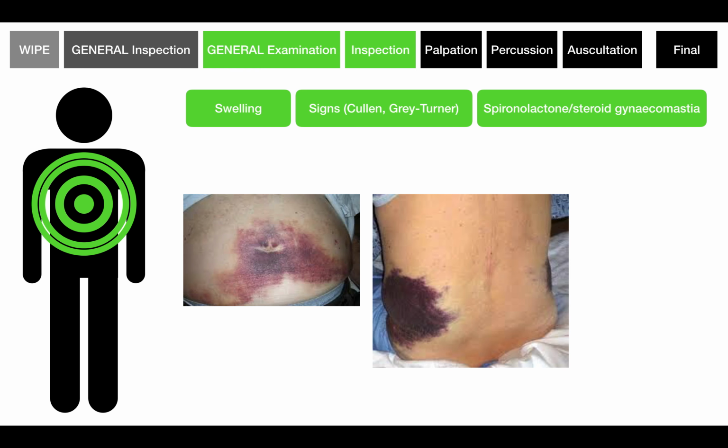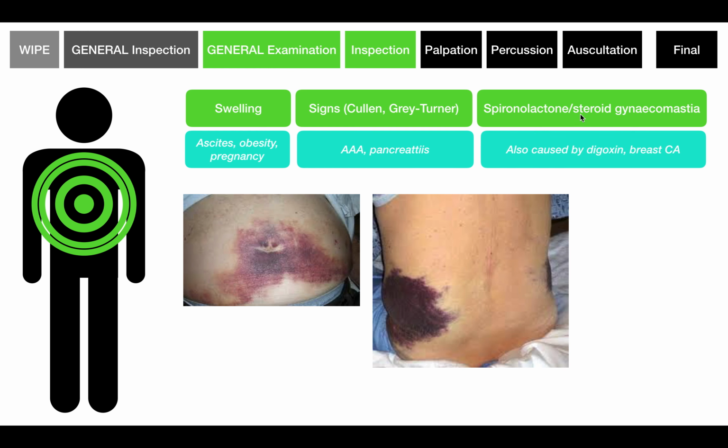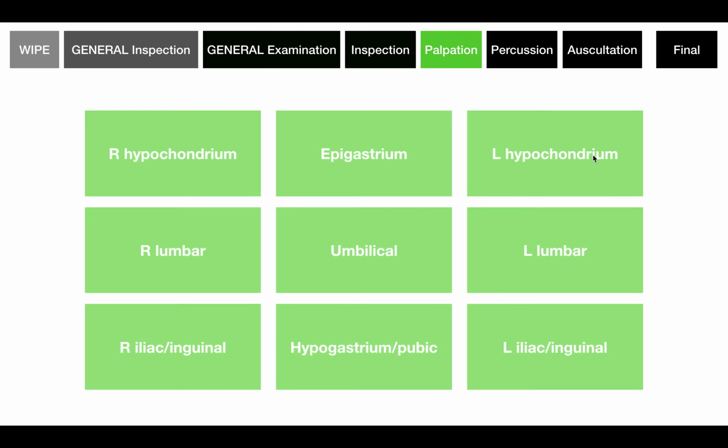In terms of swelling, we're talking about ascites, obesity, and pregnancy. Signs to be observed are Cullen and Grey Turner. Okay, so your Cullen sign is para-umbilical bruising around here, and your Grey Turner is more flank bruising here. This is indicative of retroperitoneal bleed. So you're thinking immediately pancreatitis or a triple A, abdominal aortic aneurysm rupture. Okay? And then this kind of speaks for itself. So spironolactone or steroid-induced gynecomastia is also caused by digoxin and breast cancer. Okay? So these are the S's that we are thinking of.